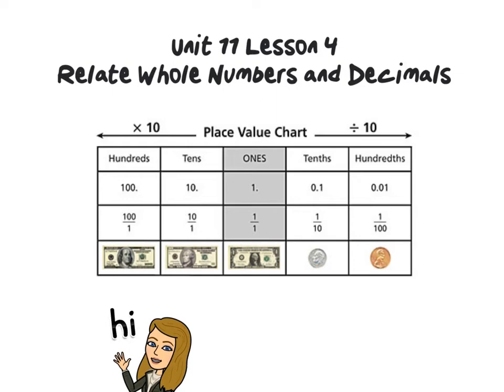Hi, fourth graders. Welcome to Unit 11, Lesson 4. Today we're actually going to be talking about whole numbers and how they relate to decimals.